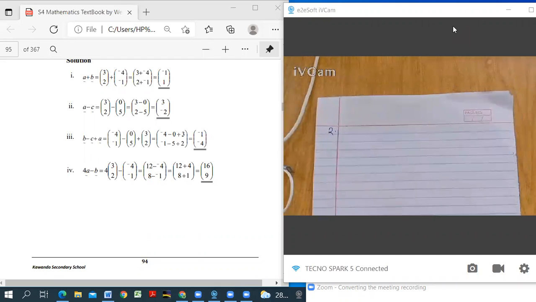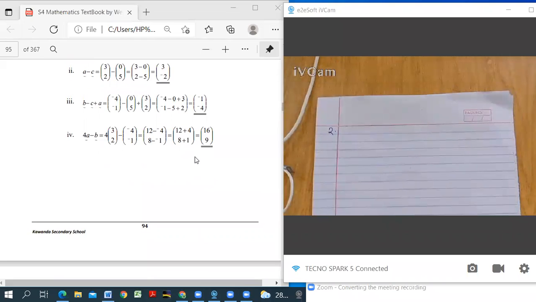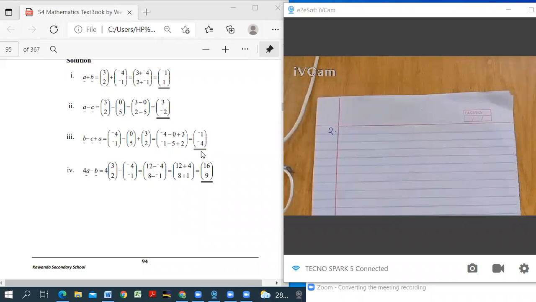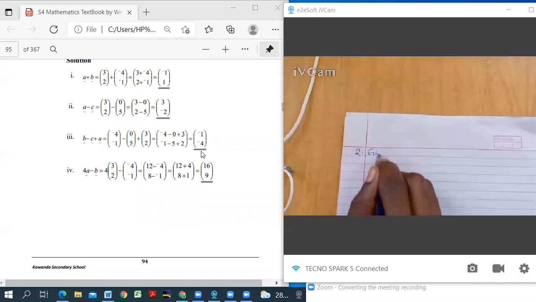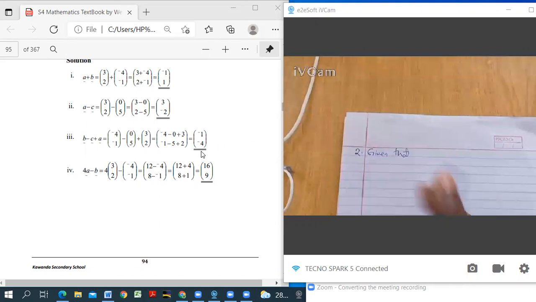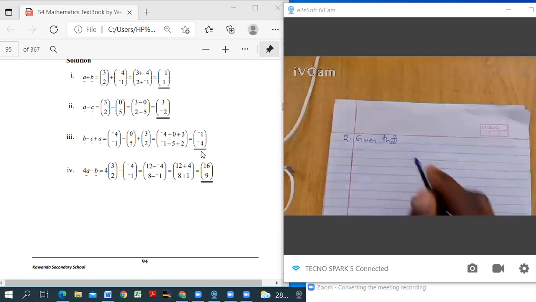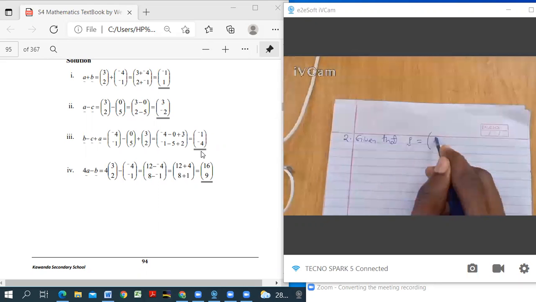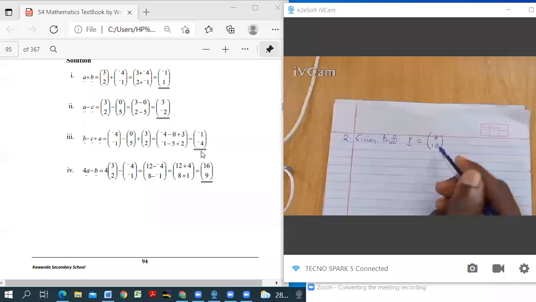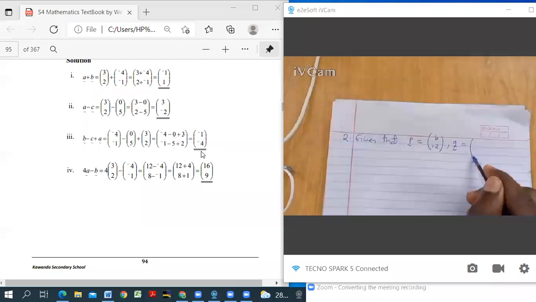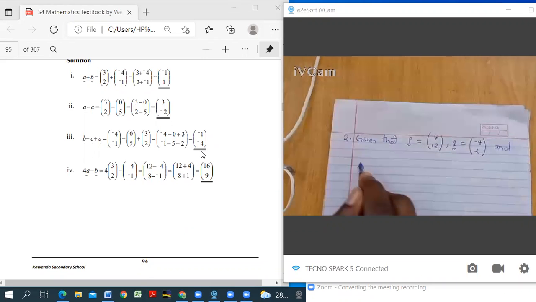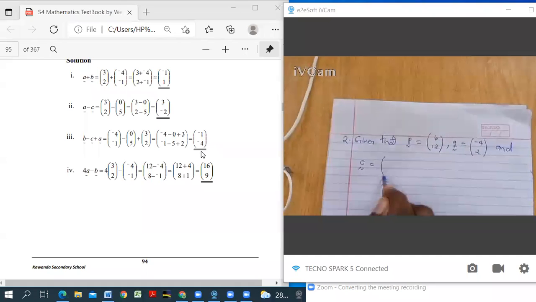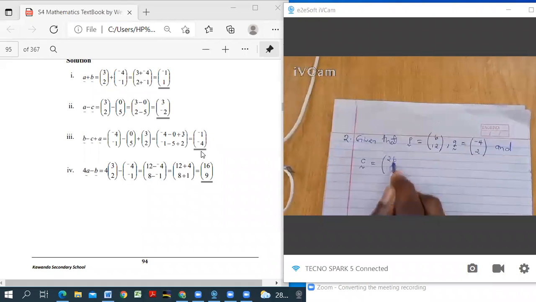It's not in the notes, eh? I'm going to read for you, okay? Given that vector P is equal to 6 and 12, Q is equal to -4 and 2, and C is equal to 26, 32.